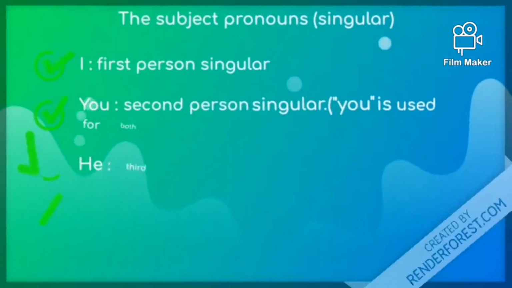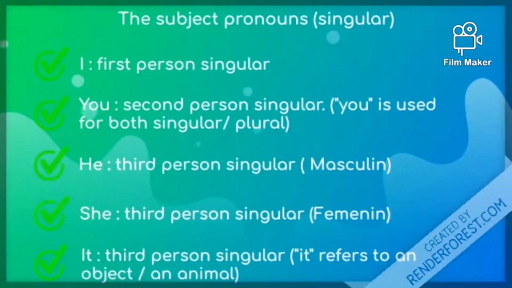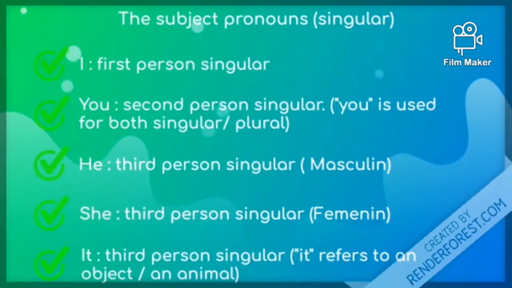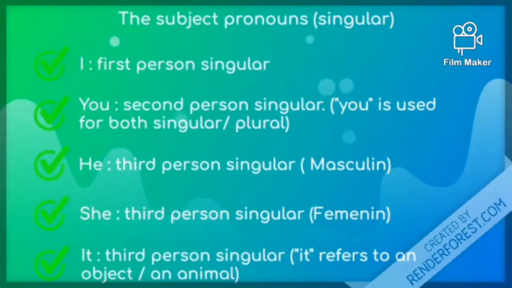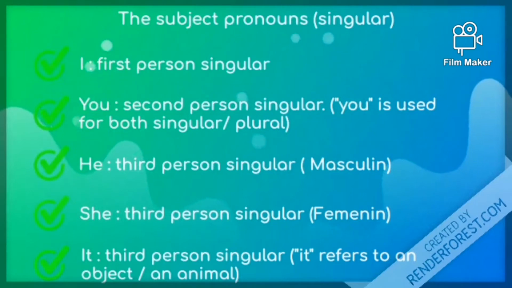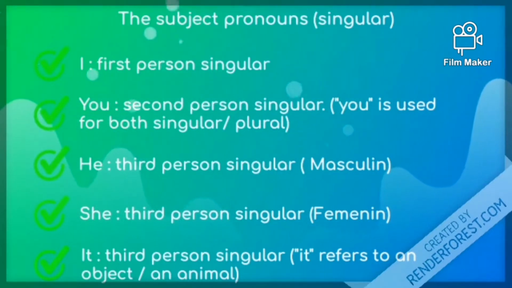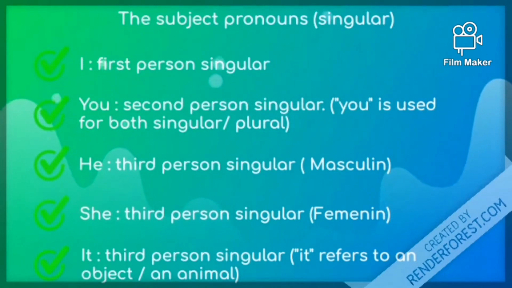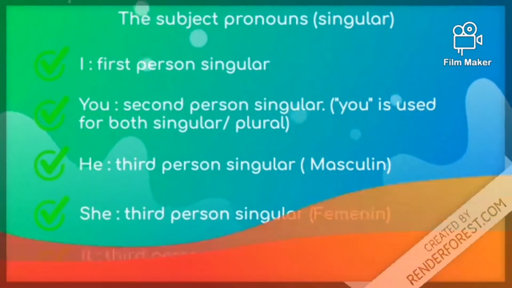The subject pronouns, singular. I, first person singular. You, second person singular. You is used for both singular and plural. He, third person singular, masculine. She, third person singular, feminine. It, third person singular. It refers to an object or an animal.